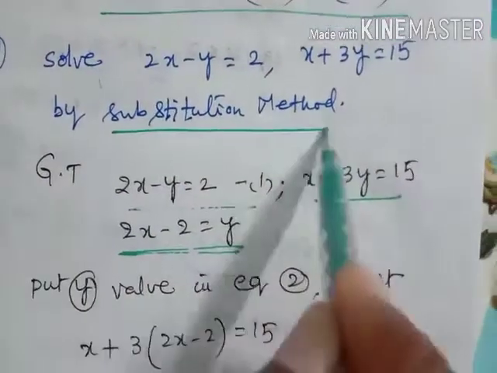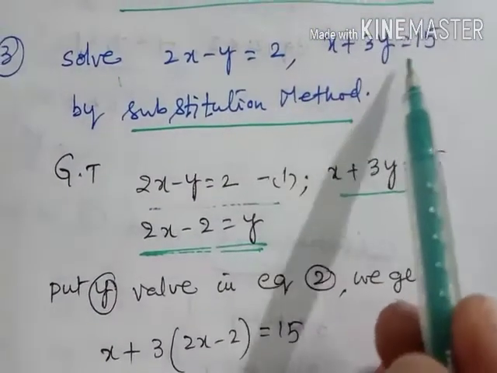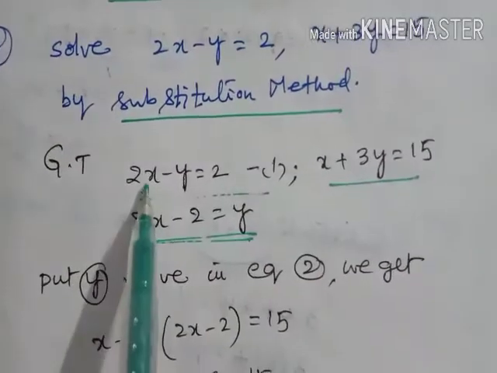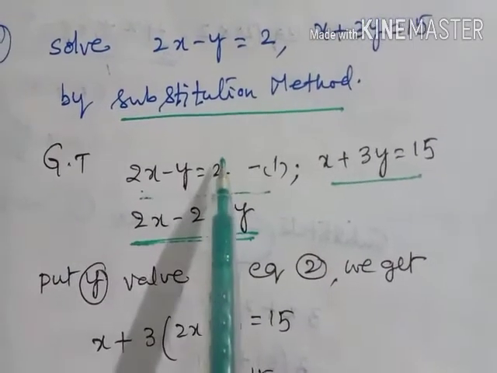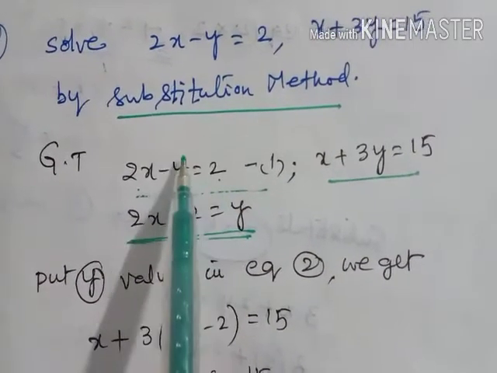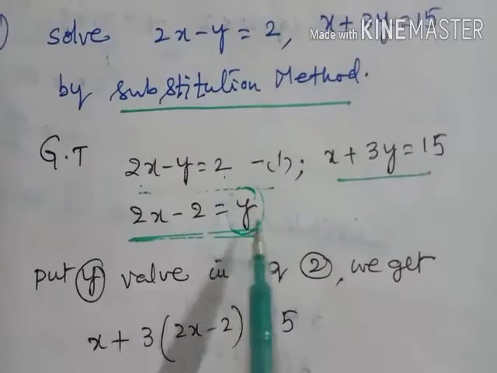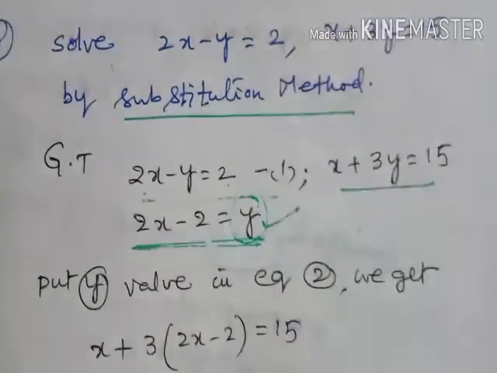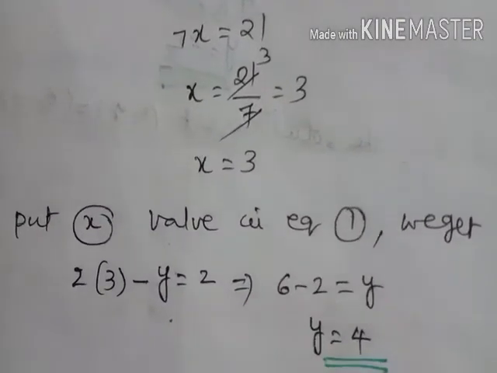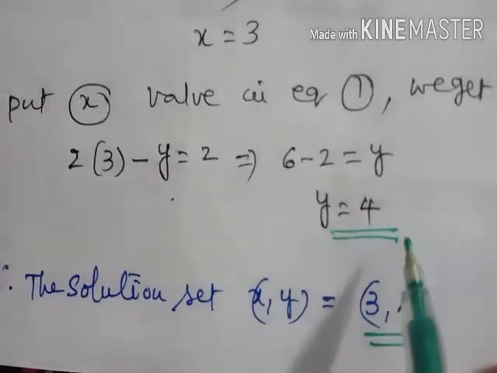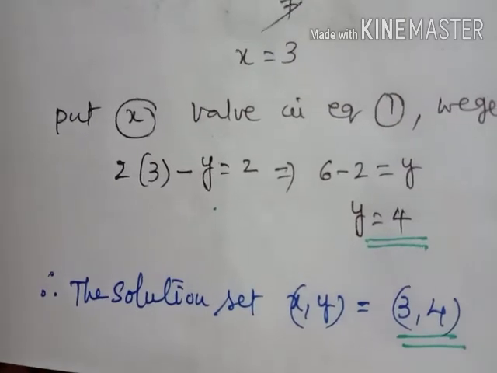Next model is substitution method. We have 2x minus y is equal to 2, x plus 3y is equal to 15. So I am taking 2x minus y is equal to 2. I am transposing 2 to left hand side and y to right hand side. I am getting the value of y like this. I am substituting y in equation 2. So I am getting x is equal to 3 and I am putting the x value in equation 1. I am getting y is equal to 4. Therefore the solution set x comma y is equal to 3, 4.